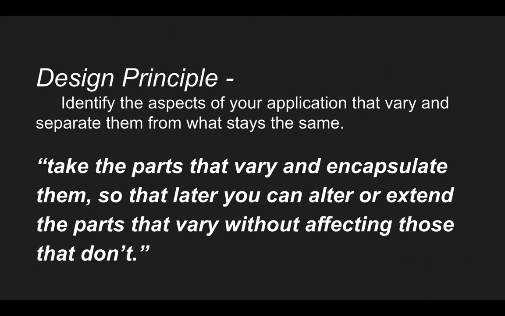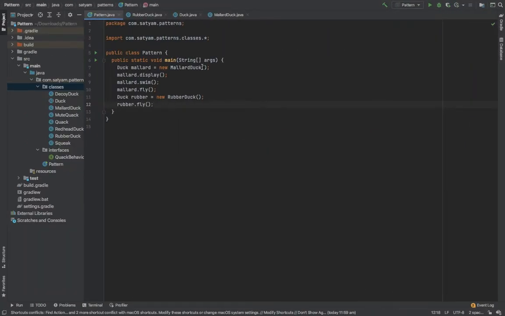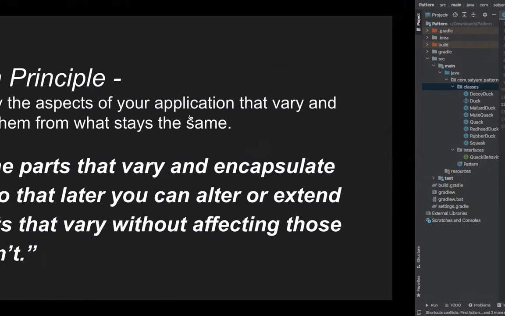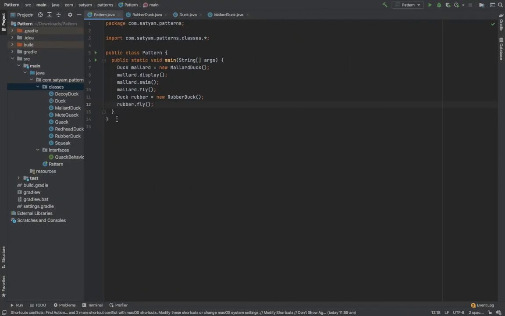The first design principle says: identify the aspect of your application that varies and separate it from what stays the same. We know that in our problem statement, fly is the part of the duck that varies across the ducks. Each duck has a different fly method. To solve this, we will use design patterns. In design patterns, there is also one principle which says: program to an interface, not an implementation. So what does this mean? Let's understand this by solving this problem.